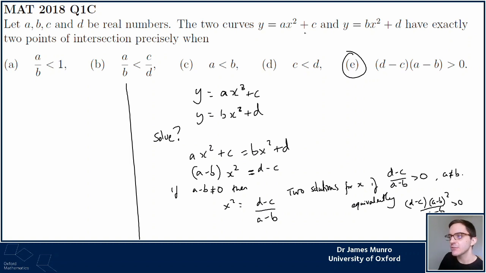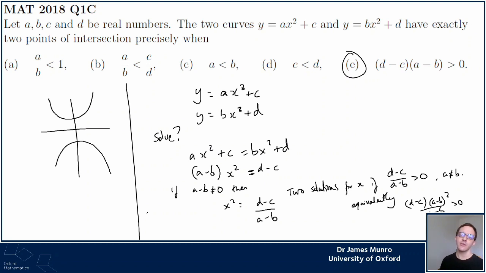So the curves ax squared plus c, there's going to be something like this, perhaps, and the curve bx squared plus d might be something like this. So we can see that if the parabolas are like this, with C bigger than D, and A positive and B negative in my picture, there's no points of intersection, which is quite bad.